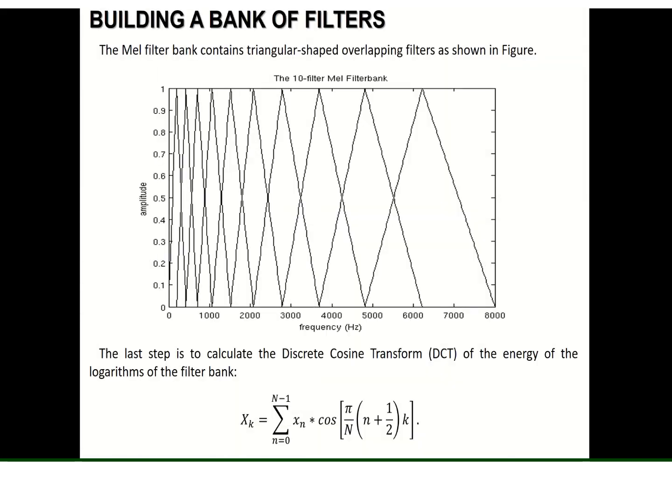After calculating the energy of the filter bank, it is necessary to calculate their logarithm. Since humans do not hear loudness on a linear scale, this operation makes the Mel coefficients more similar to human perception of sound. The last step is to calculate the discrete cosine transform of the logarithm of the energies in the filter bank.